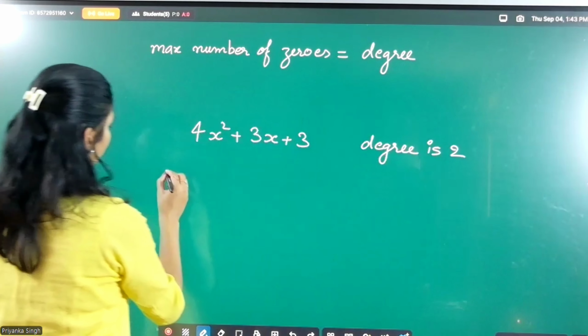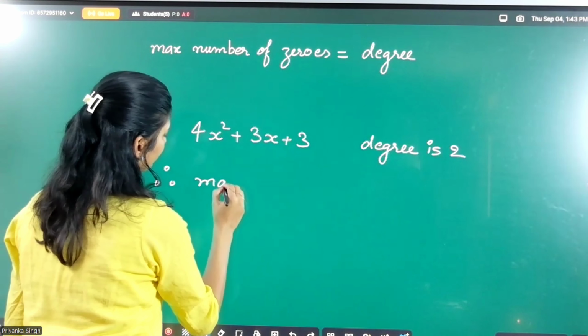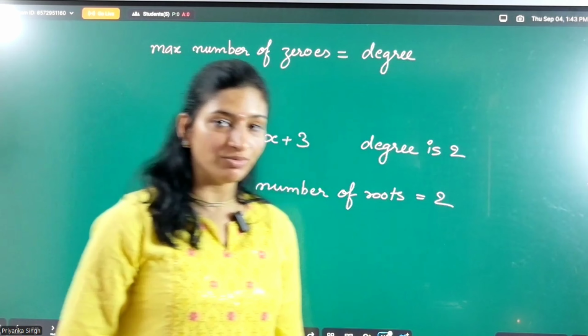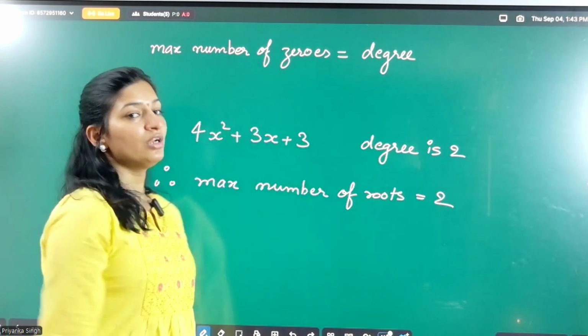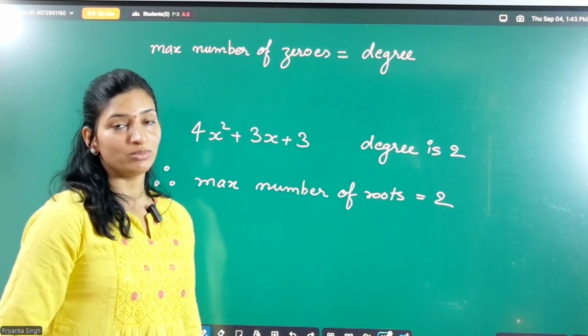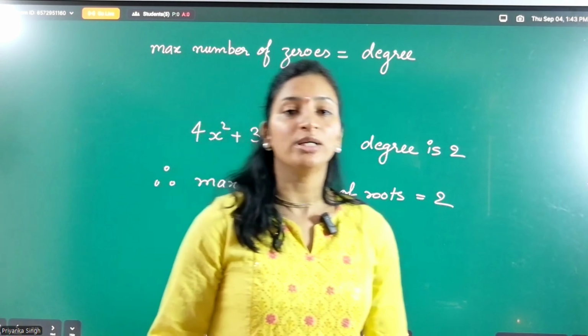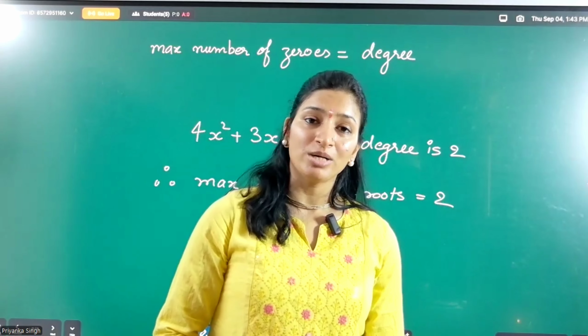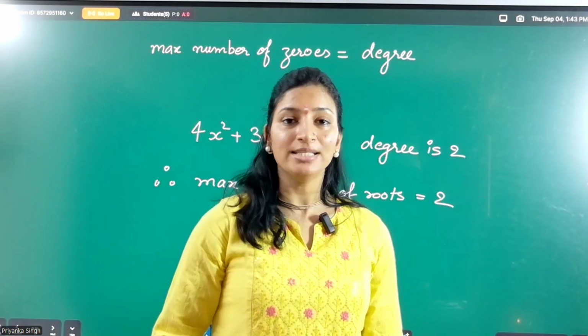Therefore, the maximum number of roots in this case will be 2. So here we cannot have more than 2 roots. This is the maximum number of roots which is possible in case of a quadratic polynomial, because the degree is always 2 for a quadratic polynomial. Similarly, for a cubic polynomial, the degree is always 3. So that's why the maximum number of roots which are possible for a cubic polynomial is 3.